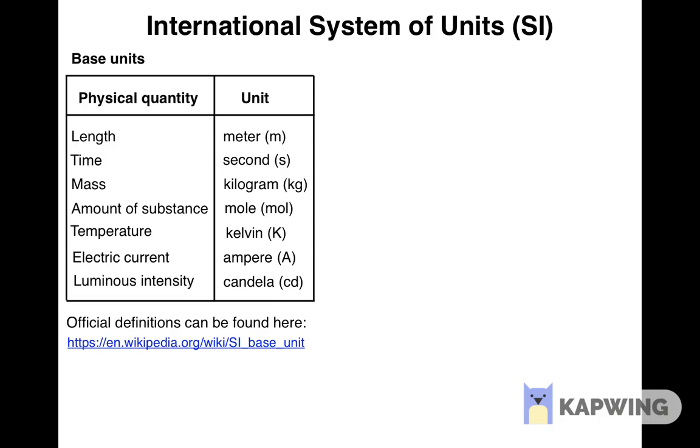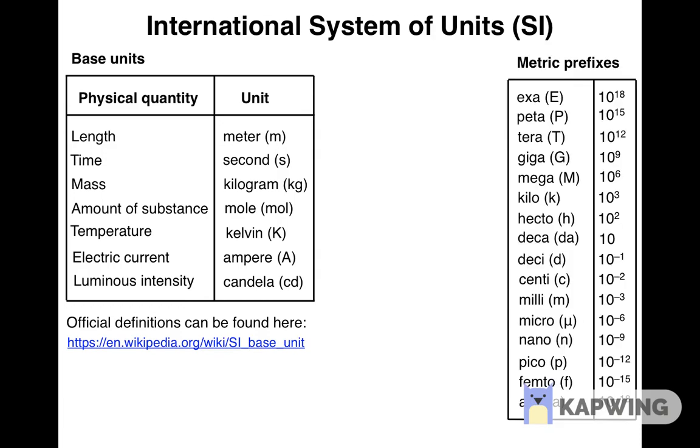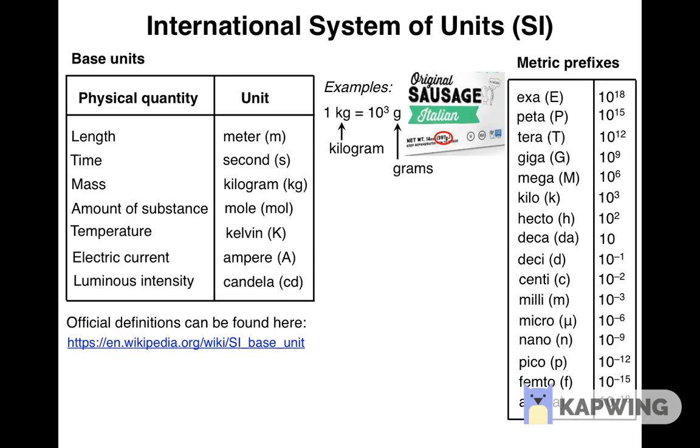As we said earlier, the magnitudes of the various quantities that we encounter in science vary greatly. That is why the SI system also defines so-called metric prefixes. You can see a table with the metric prefixes and their standard abbreviations on the slide. Each metric prefix denotes a power of 10. For example, a kilogram is 1000 or 10 to the third power grams. You will often find masses in grams or kilograms on food packaging.